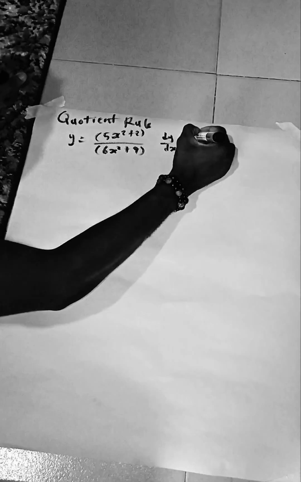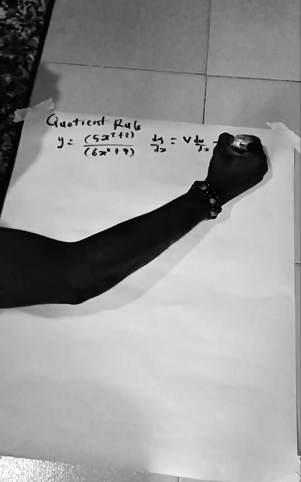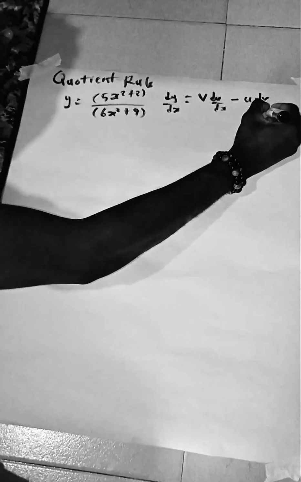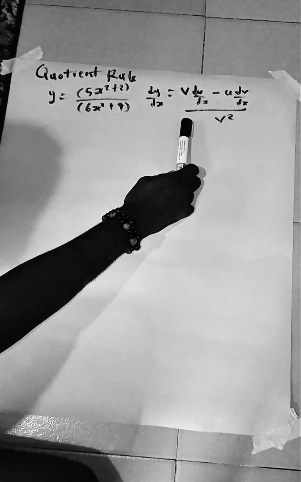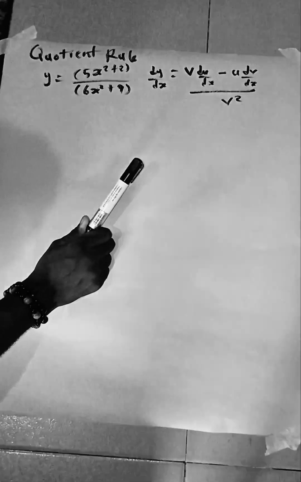So for the quotient rule, the formula is dy by dx is equal to v du dx minus u dv by dx, divided by v squared. If you notice, in the product rule, the order of which one comes first doesn't really matter. It could be u dv dx plus v du dx, or v du dx plus u dv dx for the product rule. But for the quotient rule, it's quite different. The order matters. It is always v du dx minus u dv dx. So you have to take note of that.